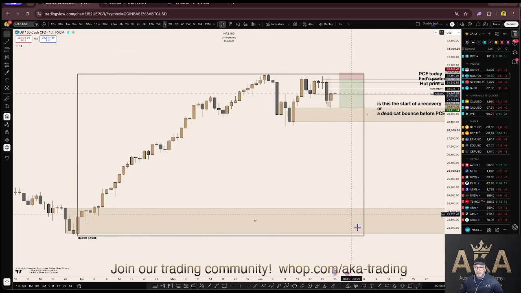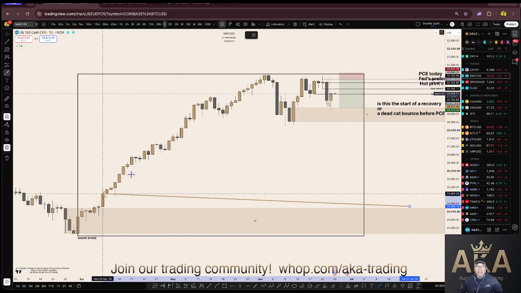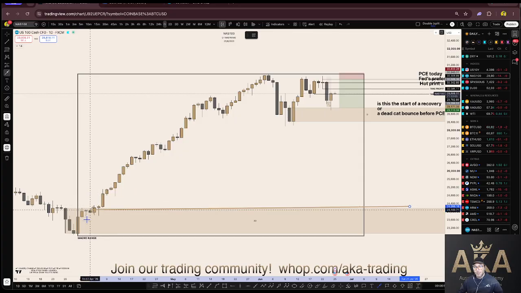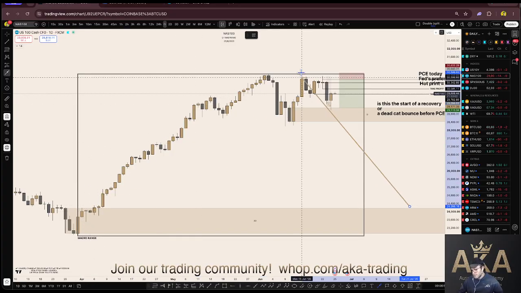NAS is the tech heavy one. So NAS is heavily, if not entirely, composed of tech tickers.